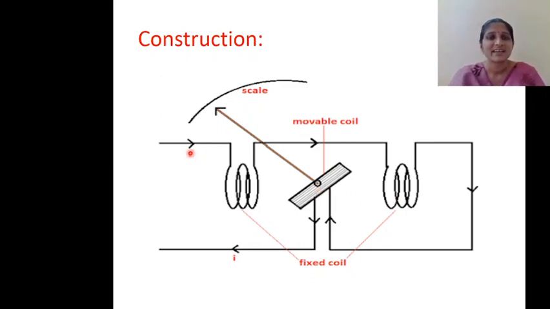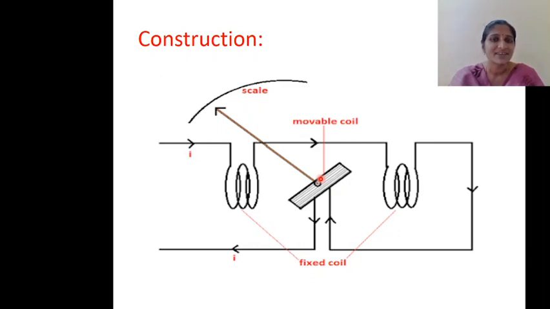Whenever current is flowing through the instrument, the fixed coils get energized and a magnetic field is produced. This magnetic field will cut the movable coil, so there will be an EMF induced and a force exerted on the moving coil. Because of that force, the scale will be deflected. So that is about the working principle.